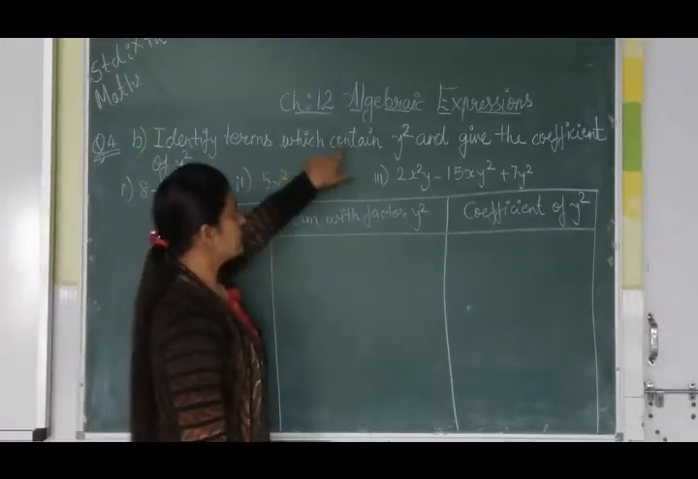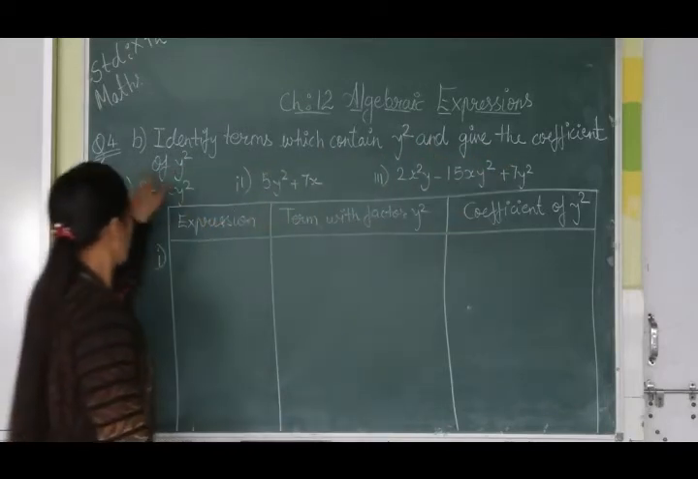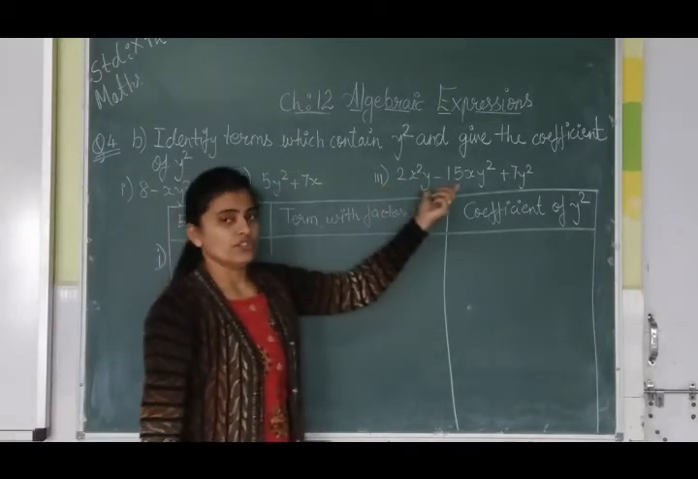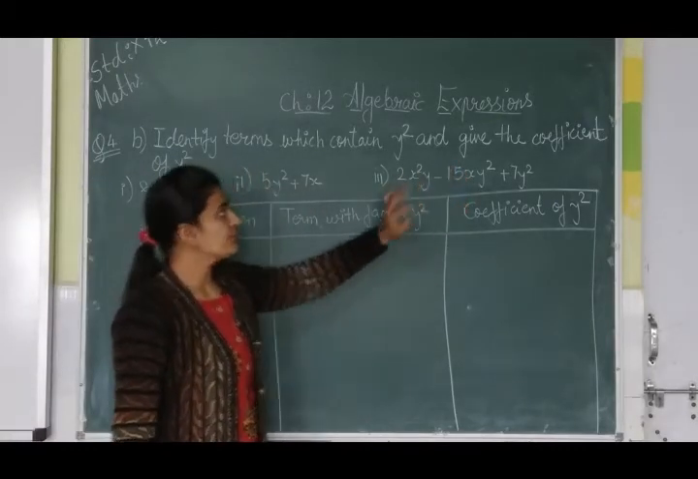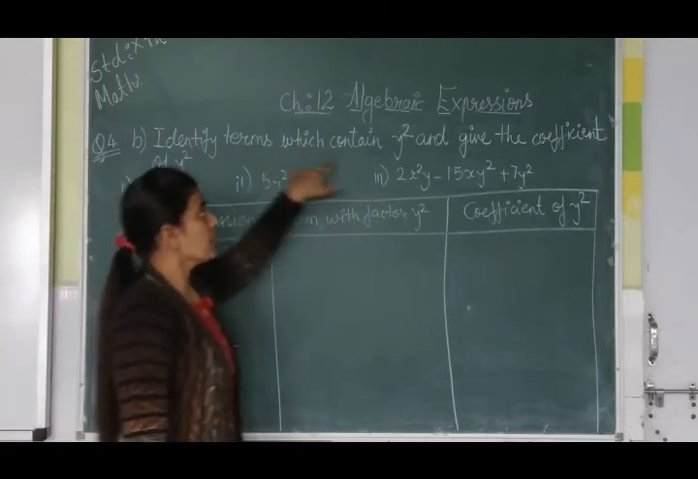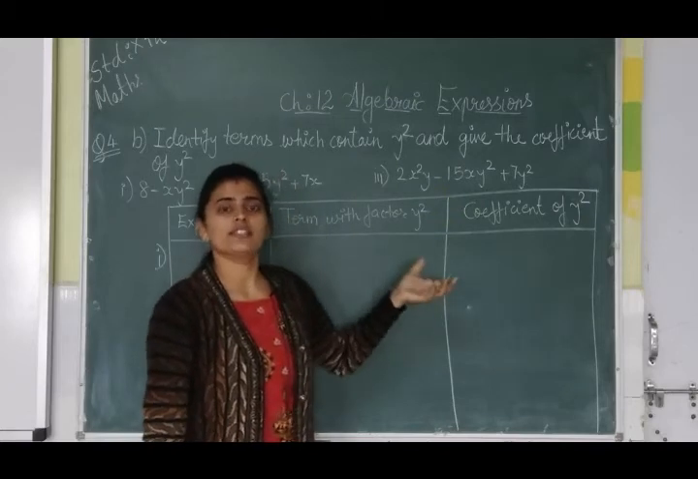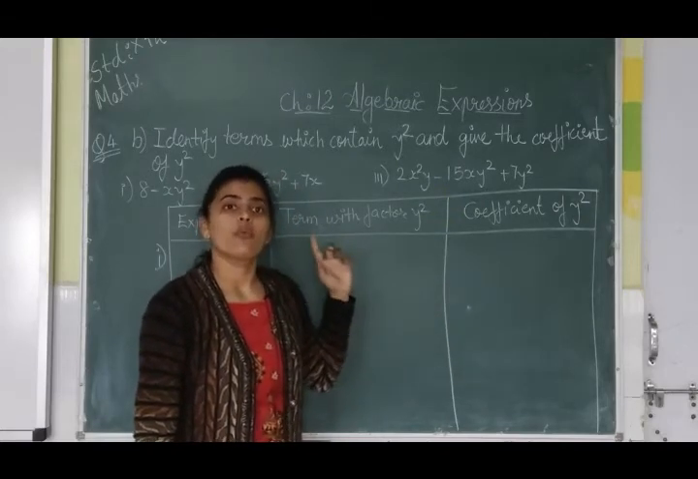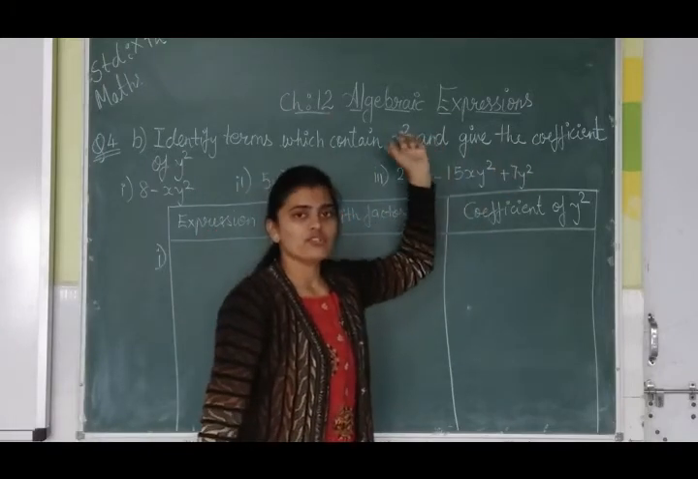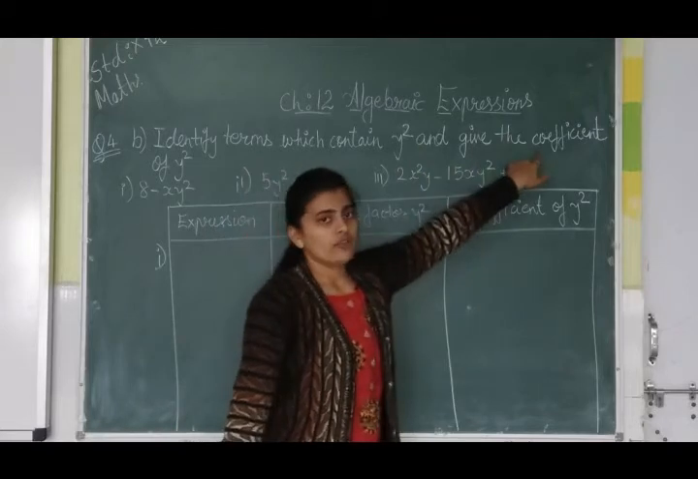Identify terms which contain y square and give the coefficient of y square. Here three expressions are given to you. In that we have to find out the terms which contain y square. The condition is that they should have y square. And we also have to find the coefficient of y square in those terms.